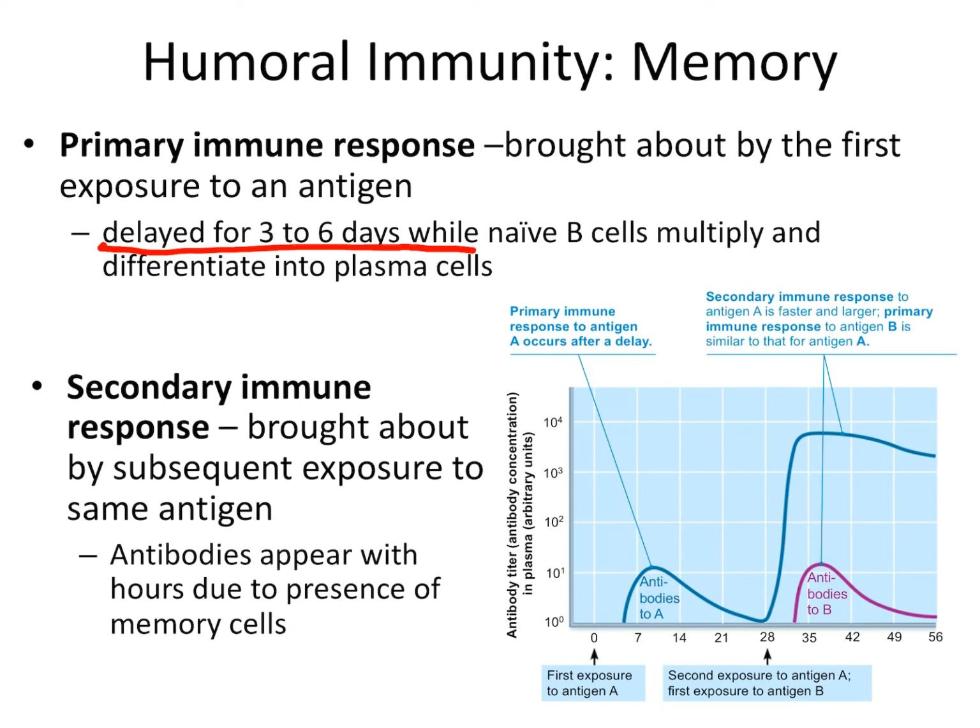Now, our memory cells, however, that are stored and have this memory of this particular antigen, if you're exposed to this same antigen a second time, you'll see that antibodies are actually going to appear within hours. And not only do they appear much more quickly, you actually are going to see this rapid increase of antibodies upon your second exposure. So this secondary immune response is going to be much more effective than this primary immune response. And it's ultimately going to act so quickly again that you're not even going to see symptoms of this particular illness that would be caused by that pathogen.